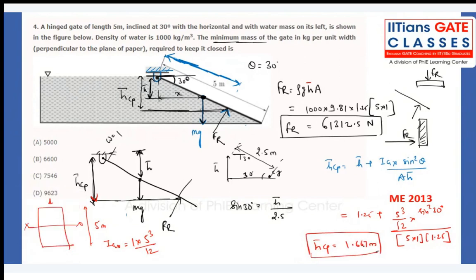h bar Cp will be 1.667. Take it out. So this is my vertical height, 1.667, right? Now, if you just take the moment about the point O, this is my consideration of hinge point O.